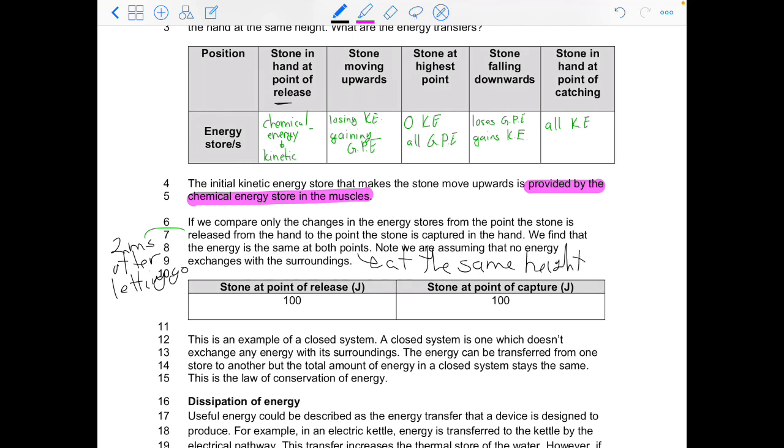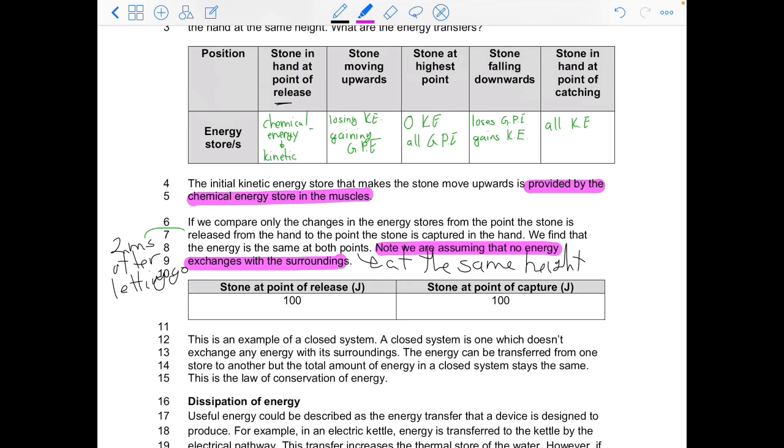So with this, we are making an assumption that no energy exchanges with the surroundings, that the stone doesn't give any energy to the surroundings and it doesn't take any energy from the surroundings. So when you let it go, it has 100 joules of energy, and because none of that energy has left the stone, it's only changed from kinetic to gravitational potential back to kinetic, it will have again that same 100 joules once you capture it again.